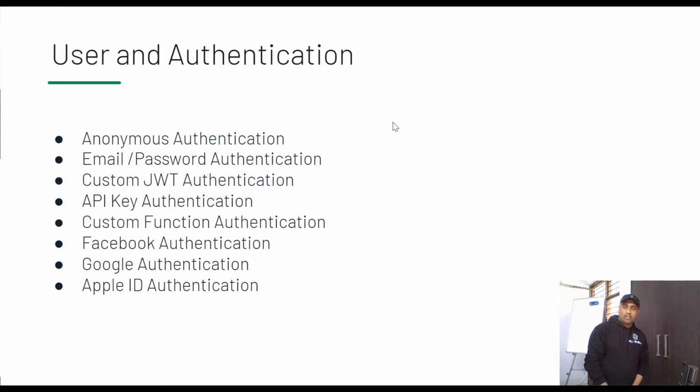So let's understand user authentication, since we are using that in our application. MongoDB Realm provides all these types of user authentication. You can have anonymous authentication, email and password authentication, custom JWT authentication, API key authentication, Facebook authentication, Google authentication, and Apple ID authentication. These are the authentication providers supported by MongoDB Realm. You can choose depending on your requirement. In our application, we are choosing email and password authentication, and I'll show you how easy it is to work with that.